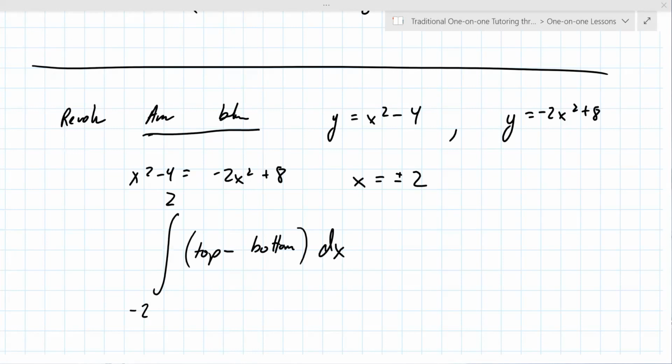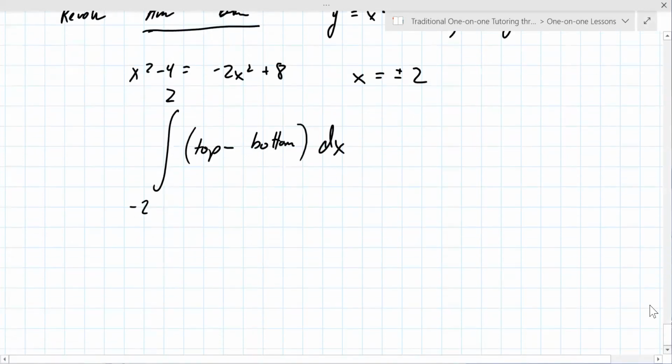How are you doing on this one? I made a minor error where I forgot the negative in front of the negative 2x squared, but I should be done with that in 2 seconds. No problem. Yeah, signs just throw everything off here.